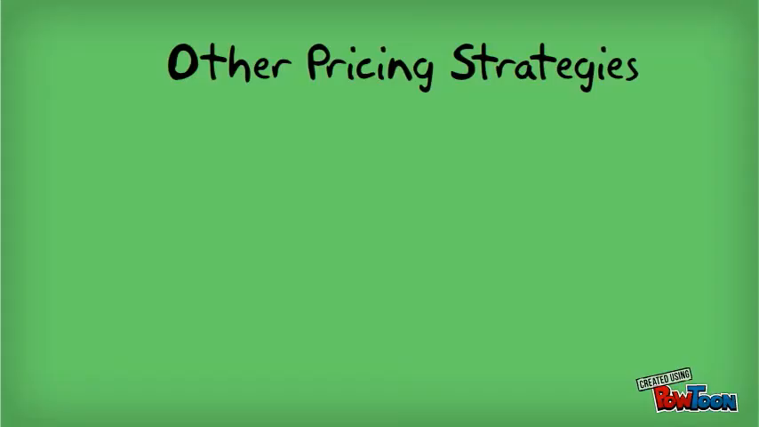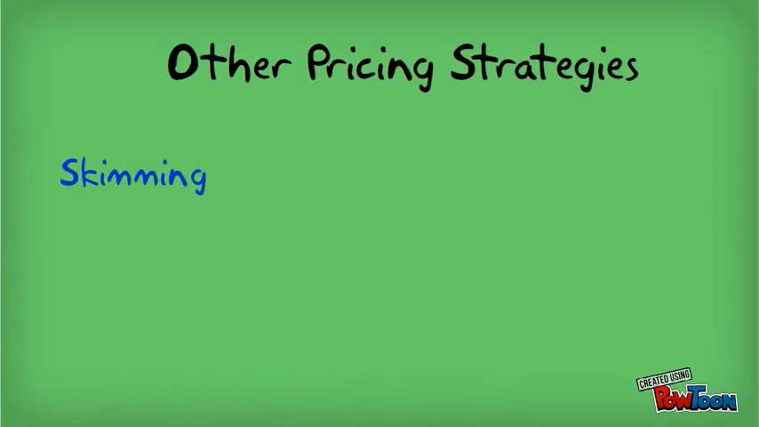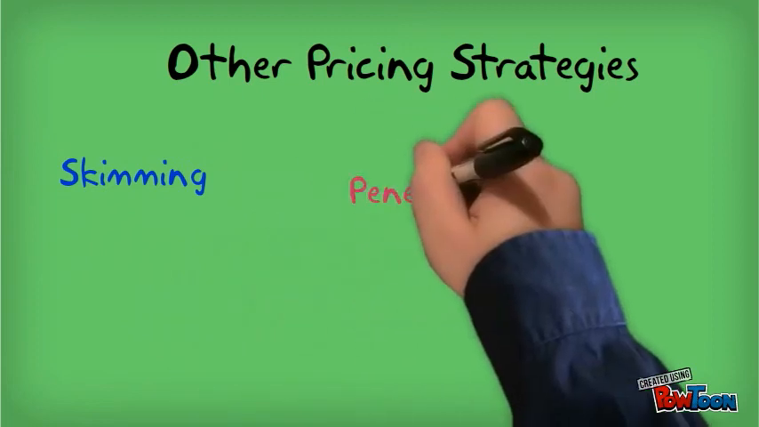Okay, now I want to quickly mention 5 other pricing strategies. The first is skimming. Skimming is when a company sets the price of a product high at first in order to help recoup some of the research and development cost. Let's say a brand new technology device comes out. When it first comes out, they might price it really high, and then over time, as competitors come out, they'll lower their price. Next, we have the penetration strategy.